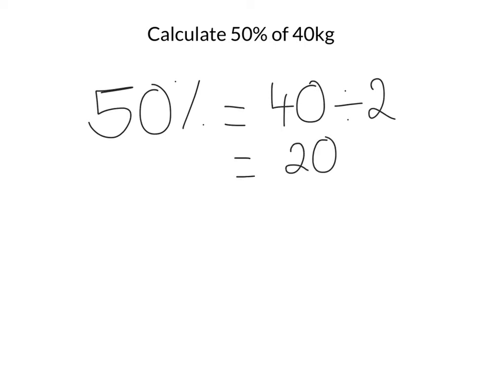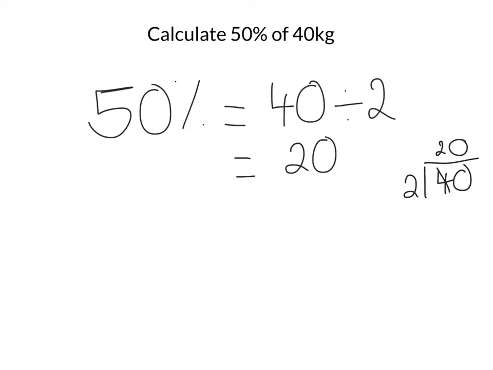If you can't do that in your head, on the side of your page or in your purple exercise book, set up a little bus stop sum. How many 2's go into 4? That is 2. 2 goes into 0, 0 times to give you 20.